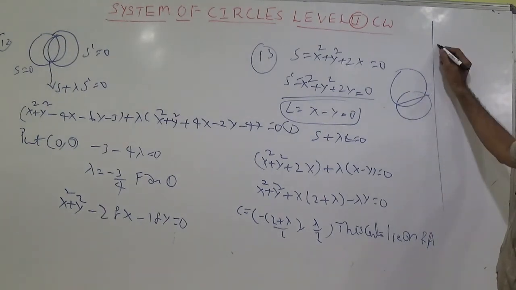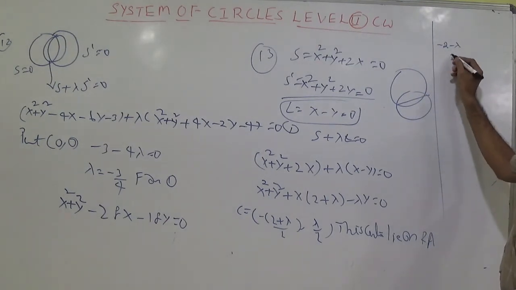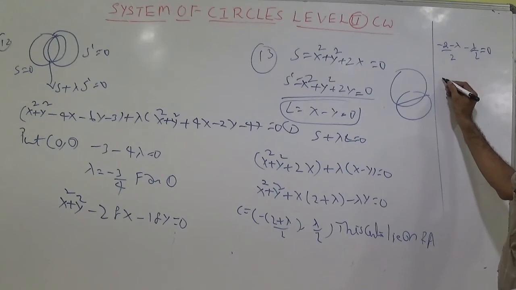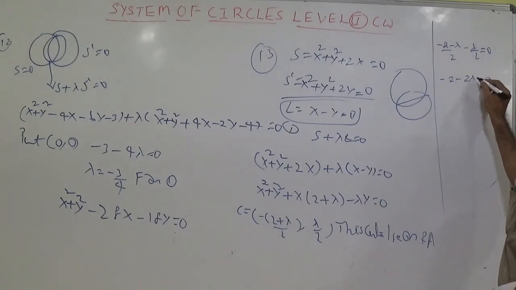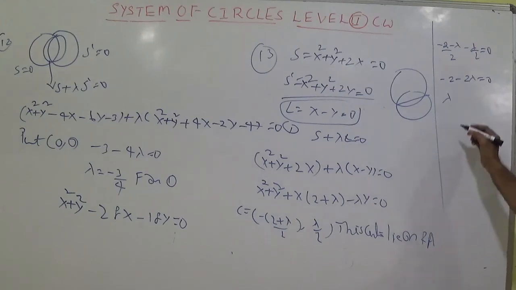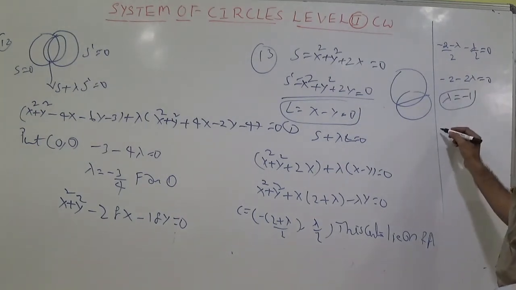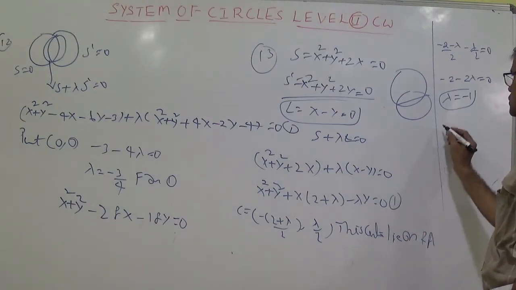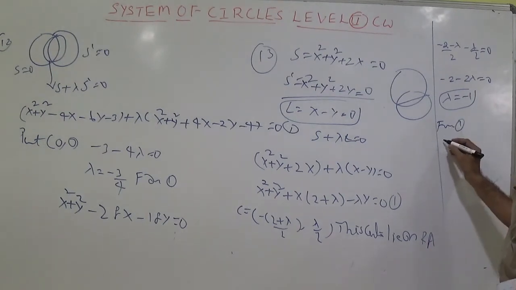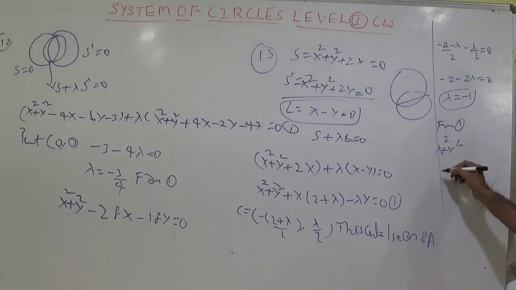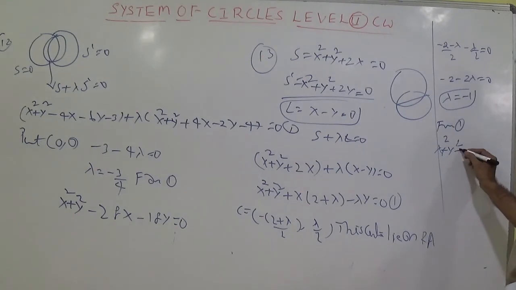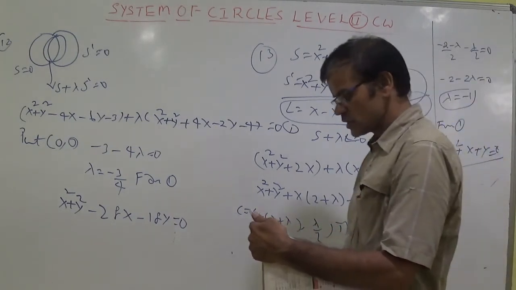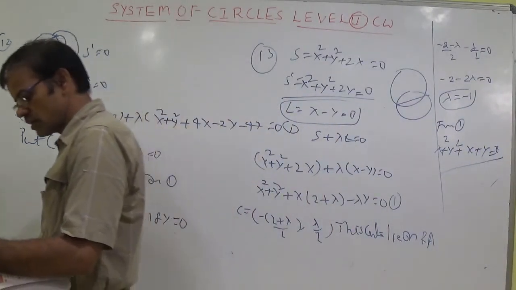Substitute the value. Instead of x, you substitute minus of 2 plus lambda by 2, minus y means minus lambda by 2, equal to 0. Now you can write minus 2 lambda equal to 0... 2 lambda equal to minus 2, lambda is equal to minus 1. So substitute here. From 1, the circle becomes x square plus y square plus x into 2 minus 1, so it is plus x plus y equal to 0. Third option, yes, it is third option.